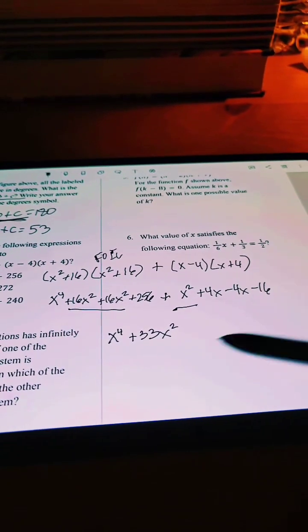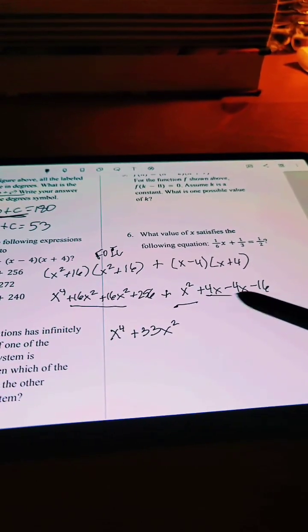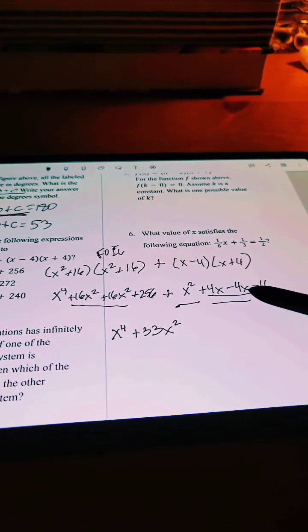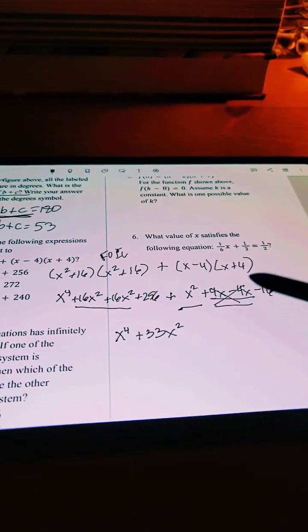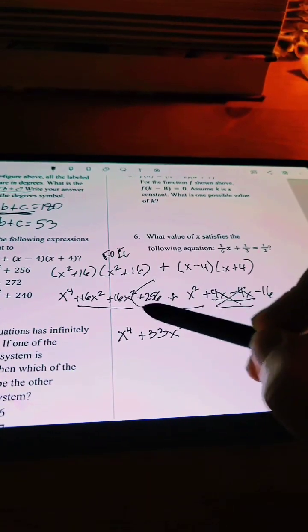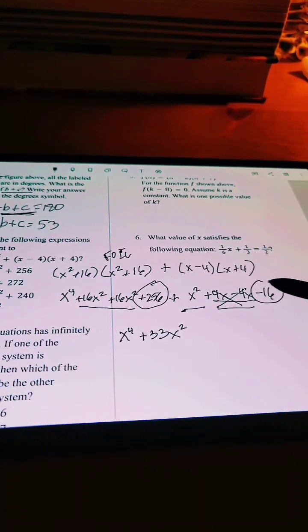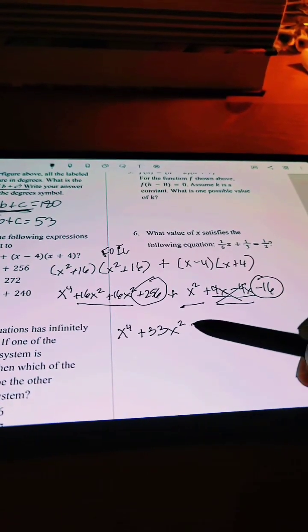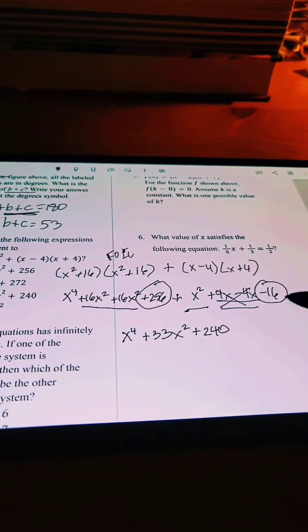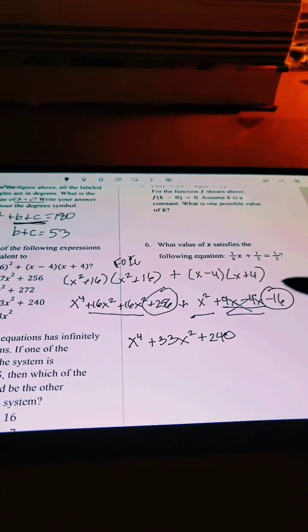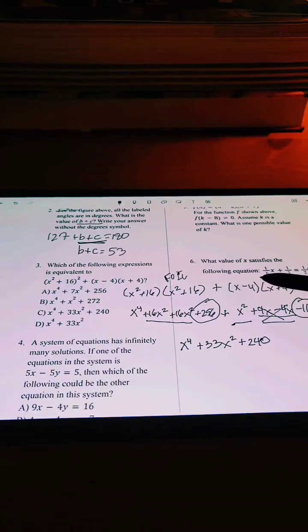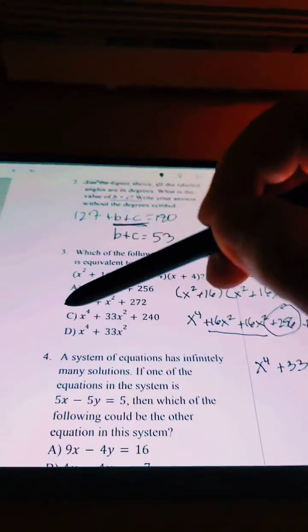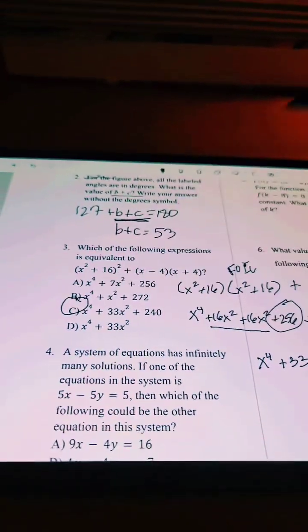Then I'm going to look for other like terms. I see there are like terms right here, 4x minus 4x, but those cancel out to 0. And then I have like terms here of 256 minus 16. So that's going to be plus 240. So which one is that? That would be answer choice C, right over here.